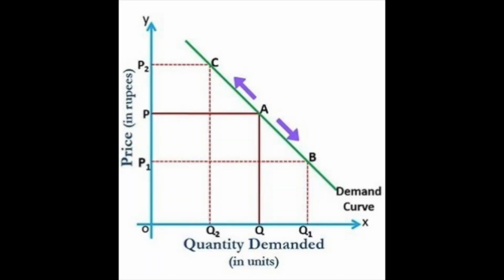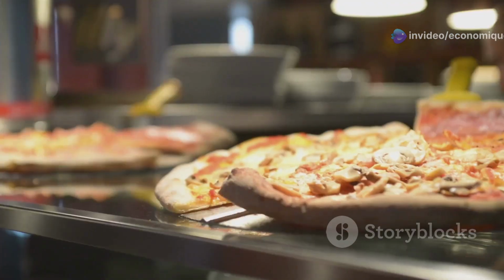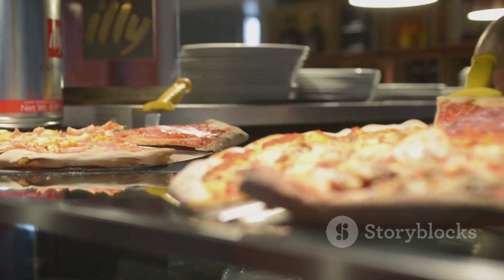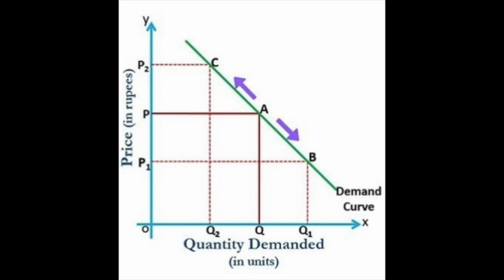This increase in the quantity of pizzas demanded, however, is not because of a change in income or some other underlying factor. It's simply the result of the price decrease. In this case, you're moving along the demand curve to a new point. You're buying more pizzas because the price has fallen, but the demand itself hasn't fundamentally changed. Just the quantity demanded at that specific price. This is a movement along the curve, not a shift.